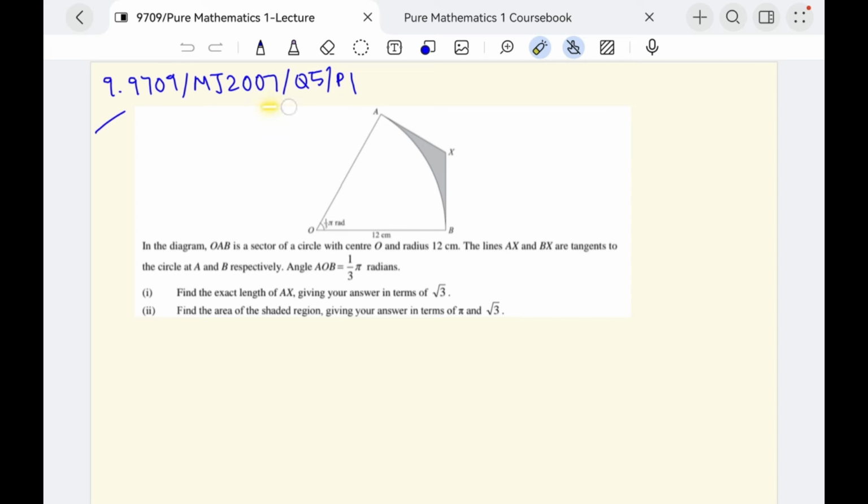This question gives you a diagram. Let's read through the instruction. In the diagram, OAB is a sector of the circle, with center O, radius 12. The lines AX and BX are tangents to the circle. What is a tangent to the circle? Basically it is a line that intersects with only one point of the curvature of the circle, where it is perpendicular to the radius of the circle.